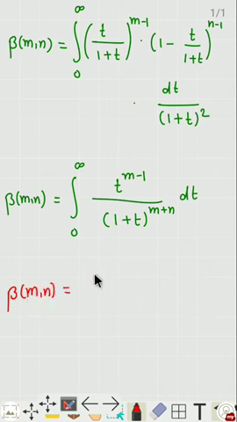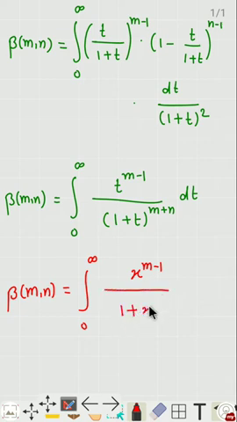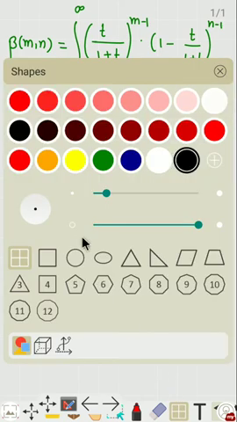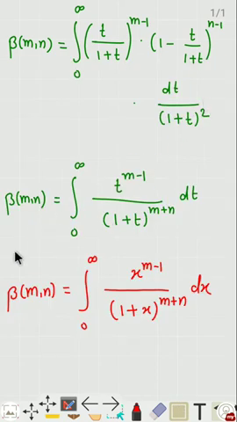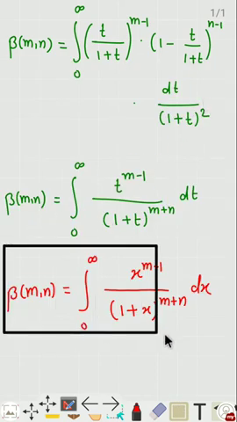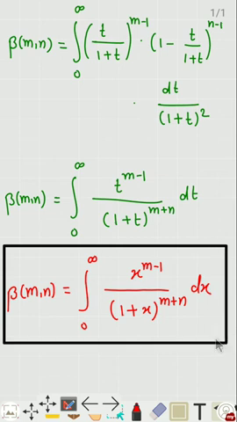So it is equal to integration over 0 to infinity, x raised to the power m minus 1 whole divided by 1 plus x raised to the power m plus n dx. Okay, so this is the proof of the third property of the beta integral.